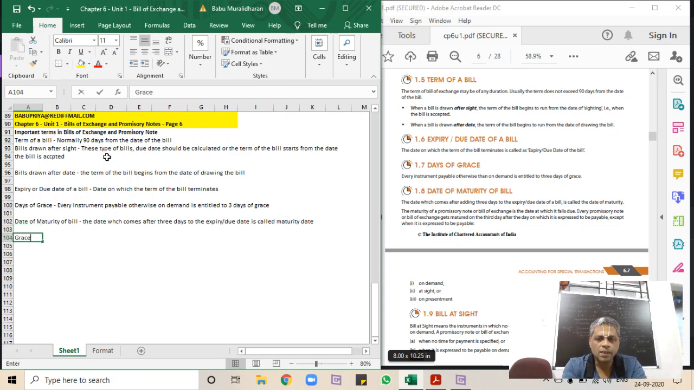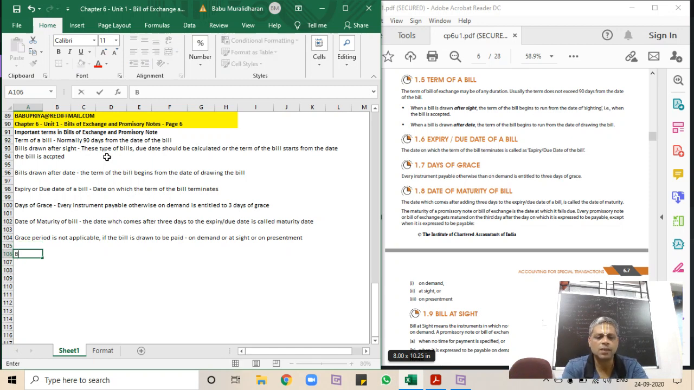So the grace period is not applicable if the bill is drawn to be paid on demand or at sight or on presentment. At presentment means the moment I present it for payment, it's due. So after presentment, it cannot be asked for 3 days grace because the bill has been accepted to be paid on demand or at sight or on presentment, right?